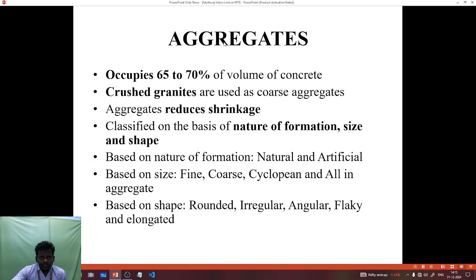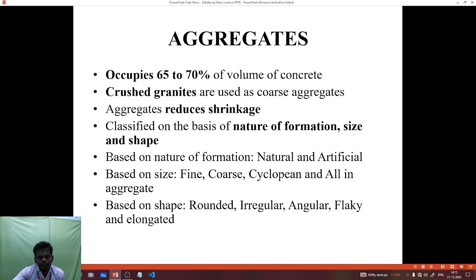And the aggregates. Previously, we have seen the aggregates are used as fillers to prepare concrete materials. The aggregates occupy 65 to 70% of the volume of concrete, the major part of the concrete. So it is called a filler. And crushed granites are used as coarse aggregates, and aggregates reduce shrinkage.